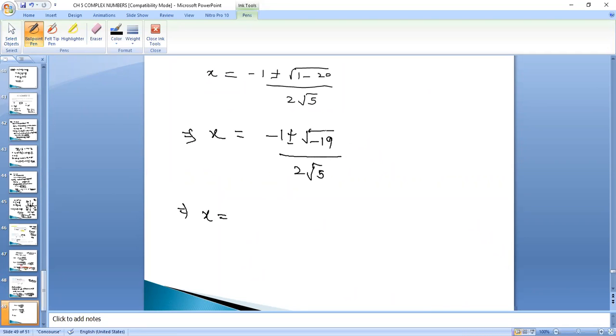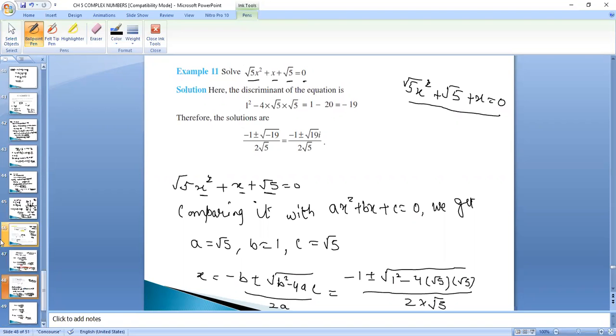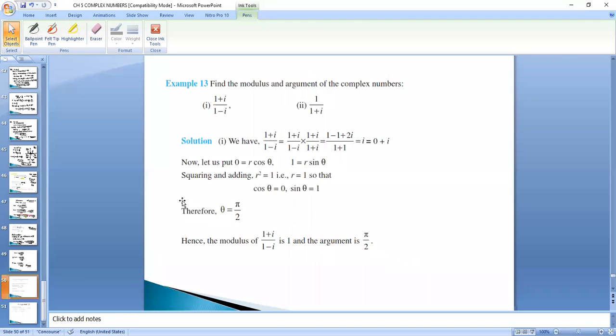Now you know when there is a square root of negative, it is iota. So you will be writing 19 iota upon 2 root 5 as your answer. So the questions are easy. You are solving the quadratic equation in the same way. The only thing, the value in the square root is coming with the negative sign, and you have to write iota instead of this square root of negative, right? Otherwise the questions are simple and easy. Only this type of questions are there in the quadratic equation.